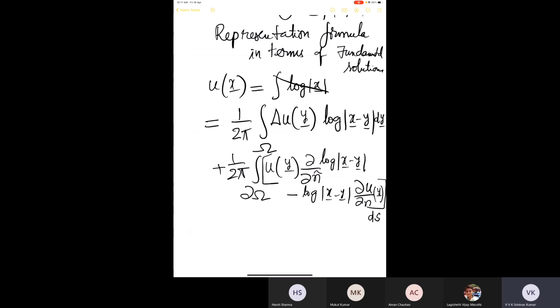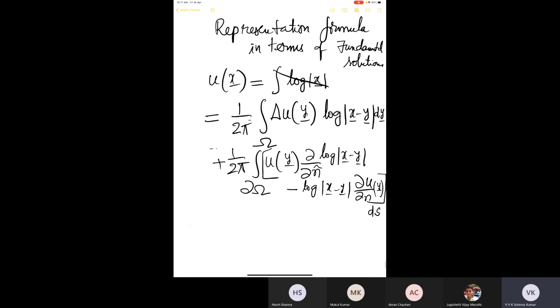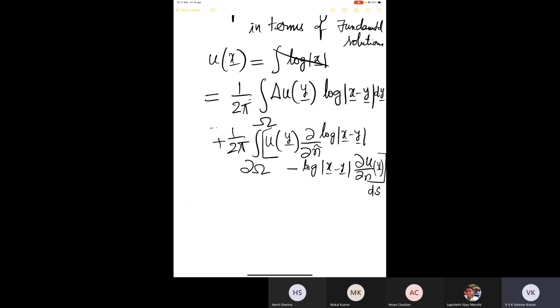Okay, so this is the representation formula. You can see clearly this comes from the right hand side of Green's identity, and the left hand side is whatever we have pushed to this side. The derivation of this in 3 dimensions is demonstrated in the handwritten notes. So this is what I am saying: the solution u can be represented.